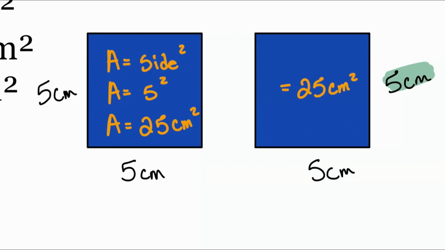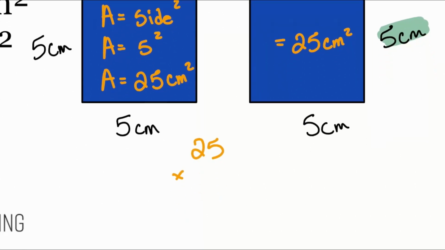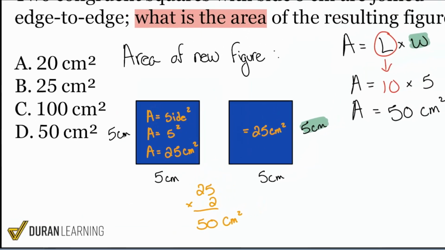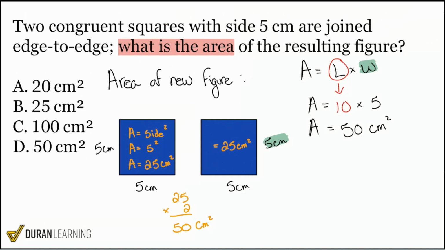If you add those together, 25 plus 25, which is the same thing as saying 25 times 2, we end up getting 50 square centimeters. So there are 2 ways to get this problem right. But essentially what you're doing is bringing these 2 squares together, and so we are getting the total area, add the areas together.